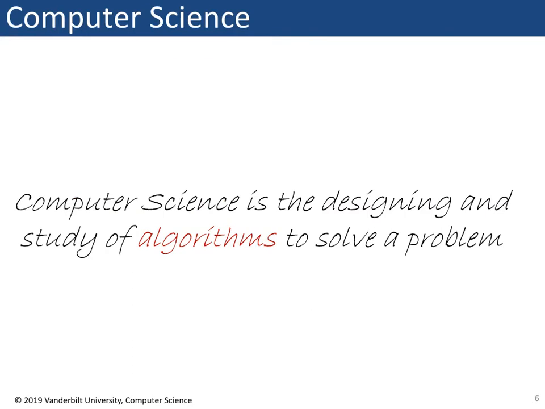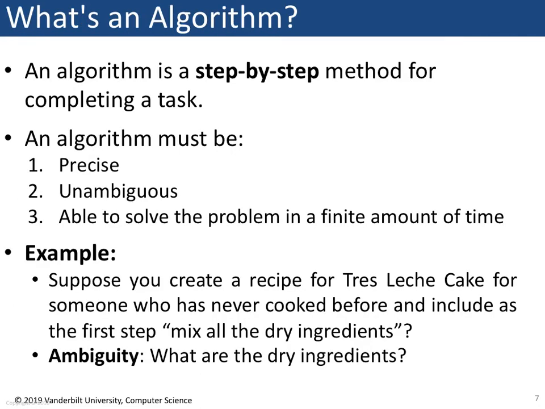So moving on from our introduction to zyBooks, let's talk about algorithms. Computer science is the design and study of algorithms to solve some problem. The first thing that comes to my mind when I hear that statement is, what is an algorithm? Well, an algorithm is a step-by-step method for completing some task. It must be precise, unambiguous, and capable of solving the problem in a finite amount of time. That may sound trivial, but that's actually pretty important.